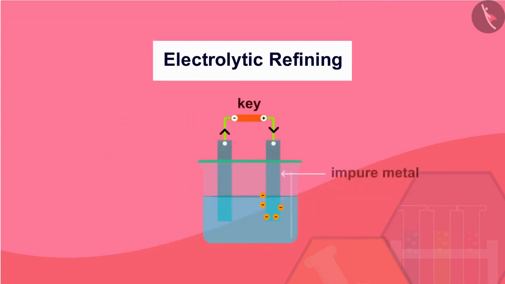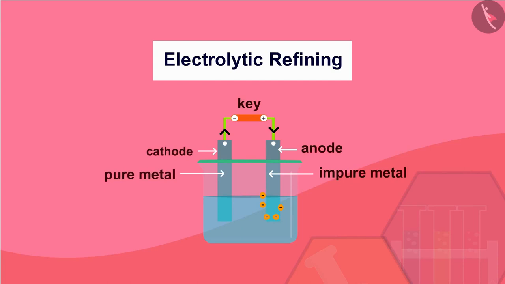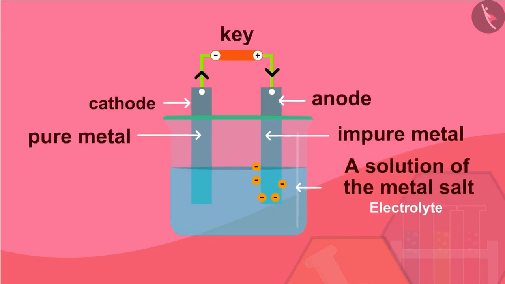In this process, the impure metal is made the anode, and a thin strip of pure metal is made the cathode. A solution of the metal salt is used as an electrolyte. The apparatus is set up as shown in the diagram on screen. On passing the current through the electrolyte, the pure metal from the anode dissolves into the electrolyte. An equivalent amount of pure metal from the electrolyte is deposited on the cathode.